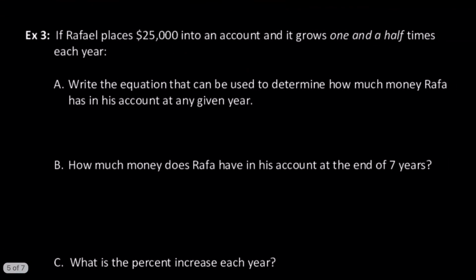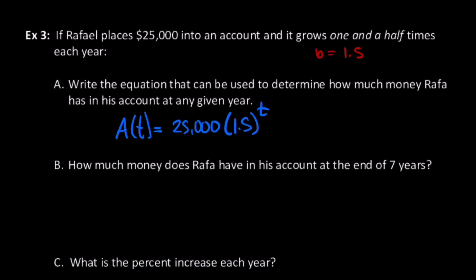Okay, moving on. If Rafael places $25,000 into an account and it grows 1.5 times each year, so again, grows 1.5 times. So before I even go any further, my b term is 1.5. An equation can be used to determine how much money Rafa has in his account at any given year. Okay, so let's do this. A of t starts with 25,000. My growth factor is 1.5 and t.